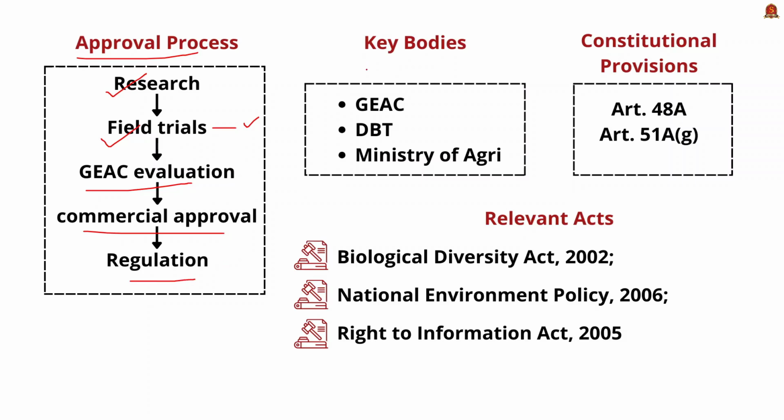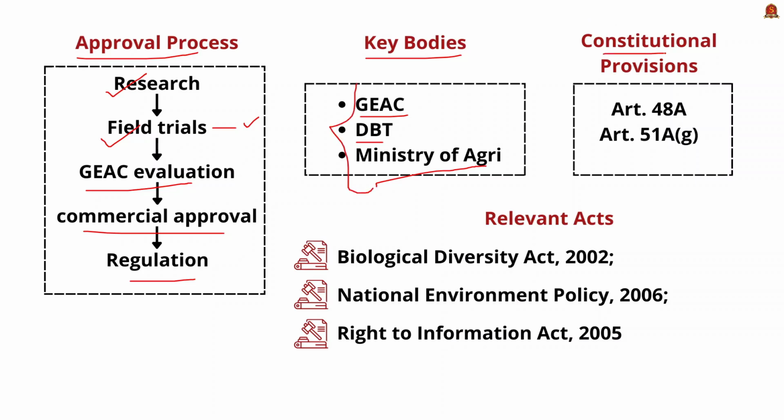The key institutions regarding GM crops are the Genetic Engineering Appraisal Committee, which functions under the Ministry of Environment. Then the Department of Biotechnology, which coordinates the research, and the Ministry of Agriculture, which is involved in policy formulation and implementation. So these are the important bodies regarding GM crops.